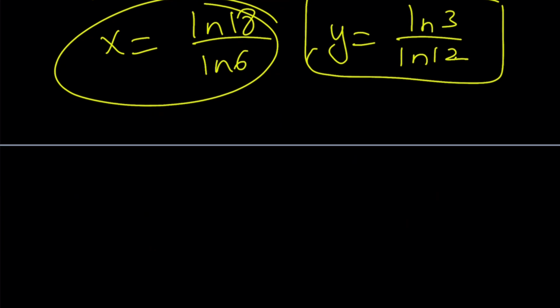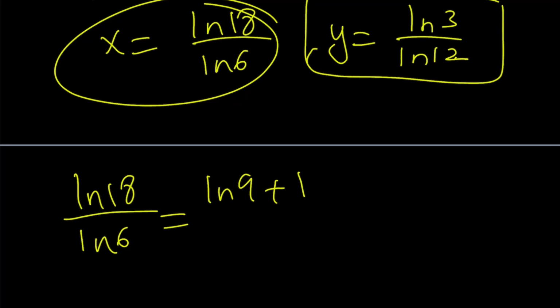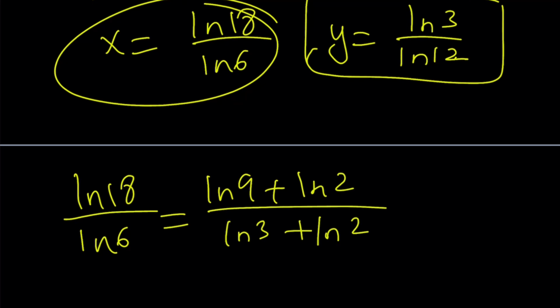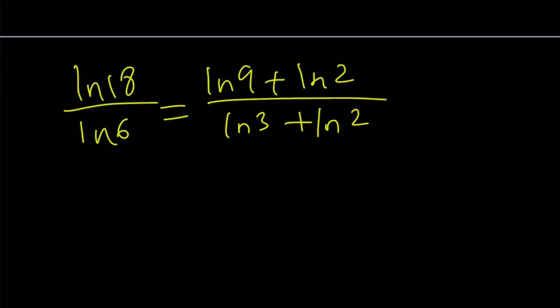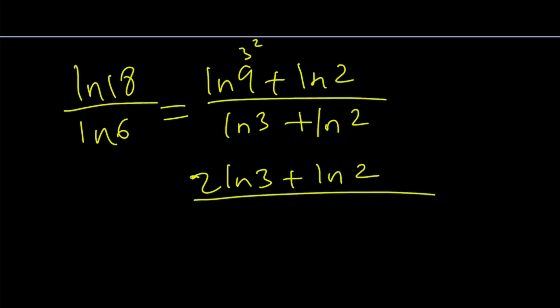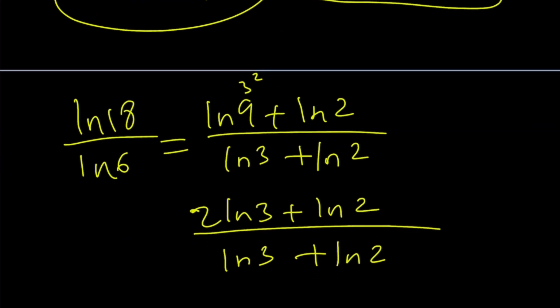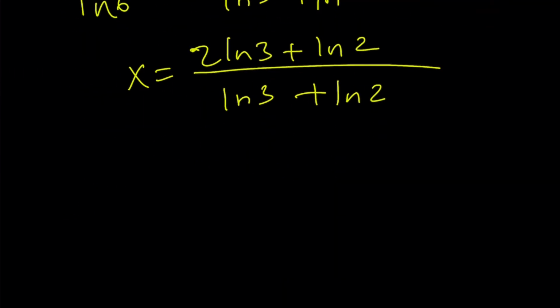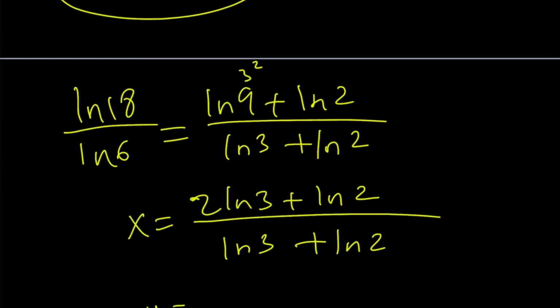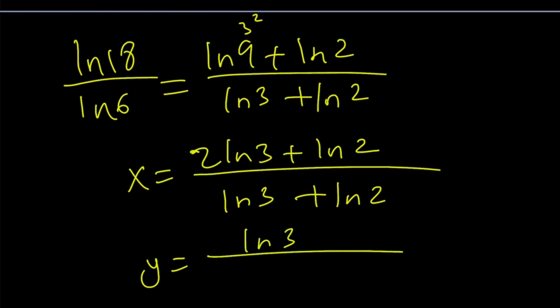So here's one thing you can do. You can kind of break down the ln 18 over ln 6 into ln 9 plus ln 2 over ln 3 plus ln 2. And then ln 9 is ln 3 squared, so that's going to be 2 ln 3 plus ln 2 over ln 3 plus ln 2. This is x. Okay, what is y? y is ln 3 over ln 12. That's going to be ln 3 over ln 4, which is 2 ln 2 plus ln 3.